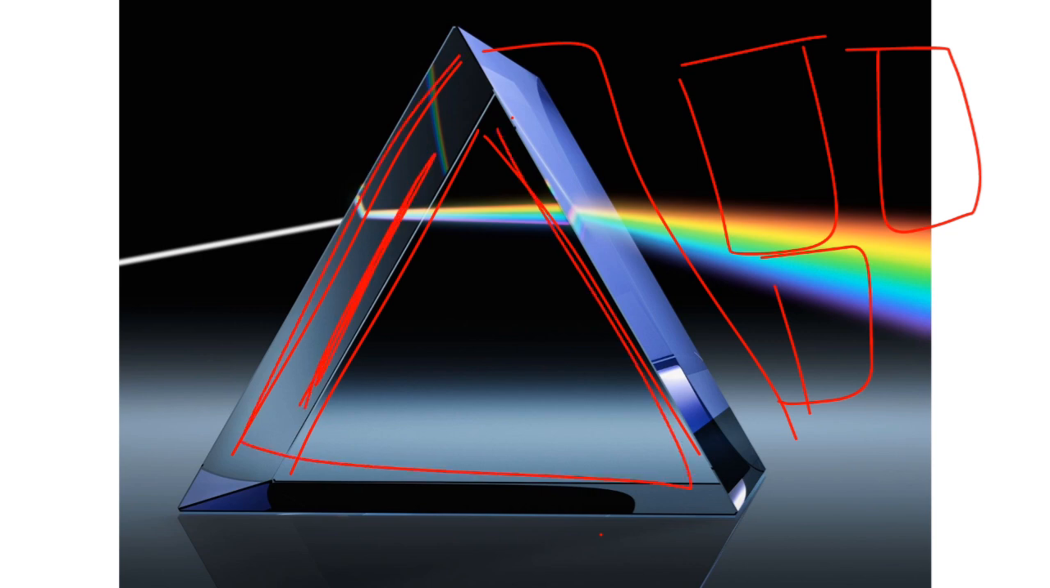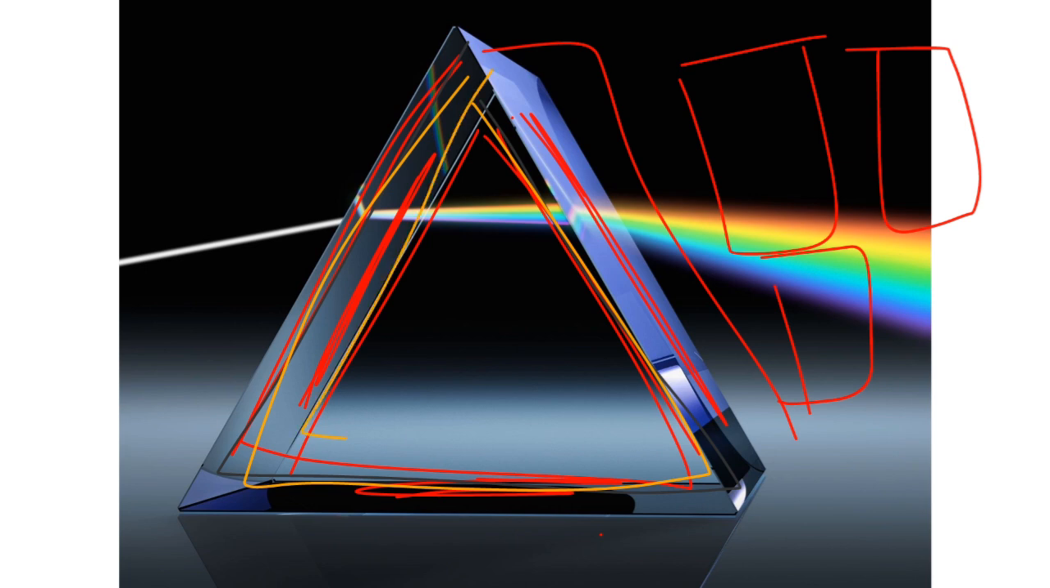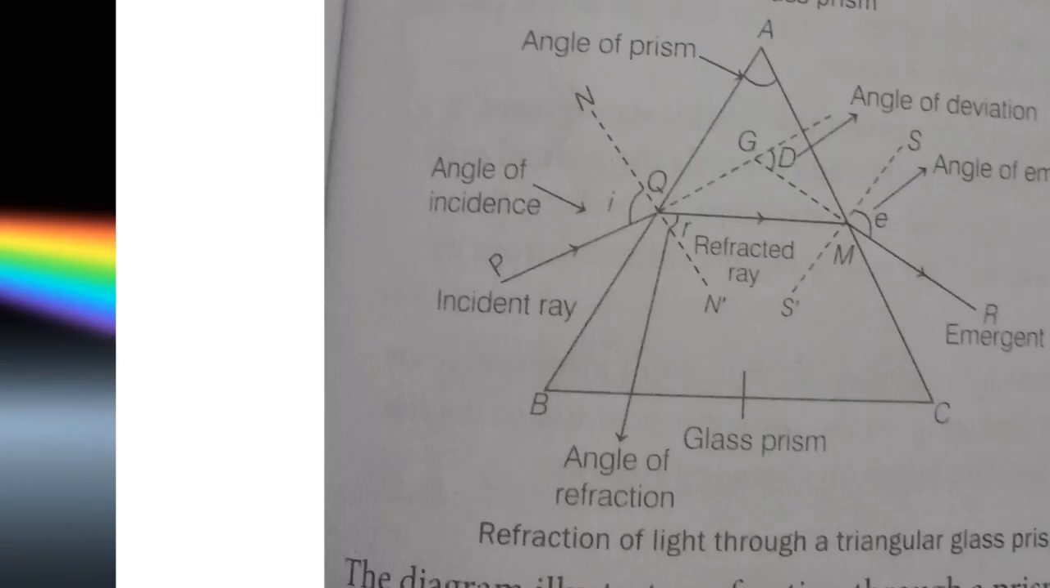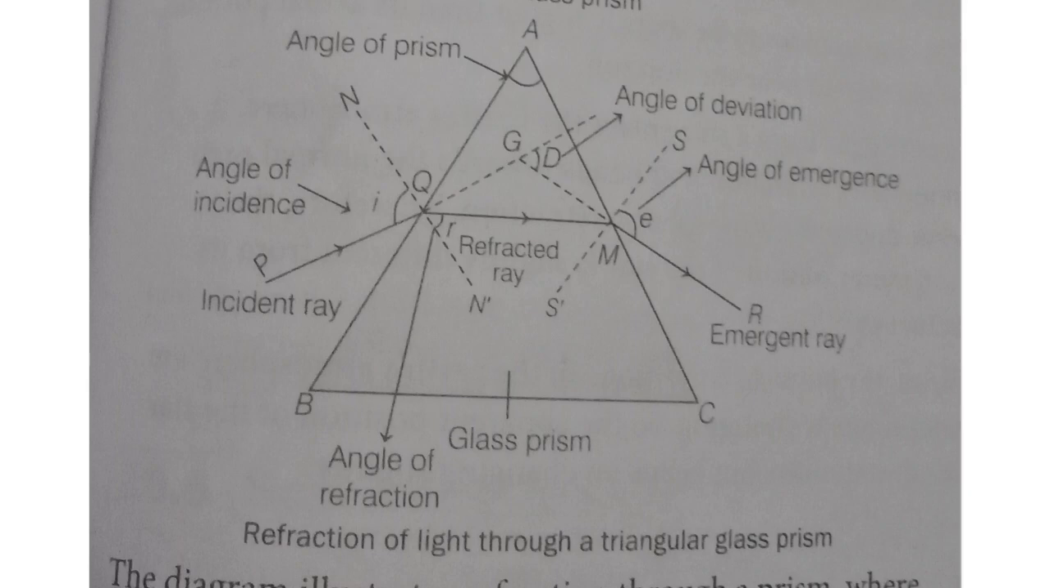See, one rectangular face, second and third, and this is one triangular face, and behind it also one triangular face. So two triangular faces and three rectangular faces. Okay, I hope it is clear to you. Let us see the refraction of light through a prism. Now how exactly does it take place? Let us take a prism. Suppose this is a prism.